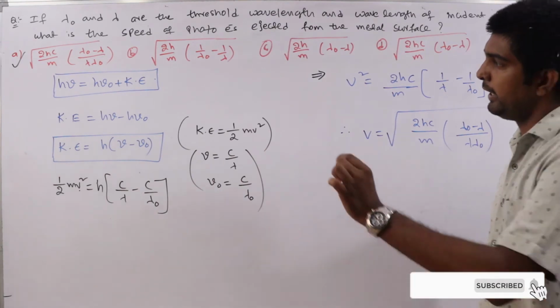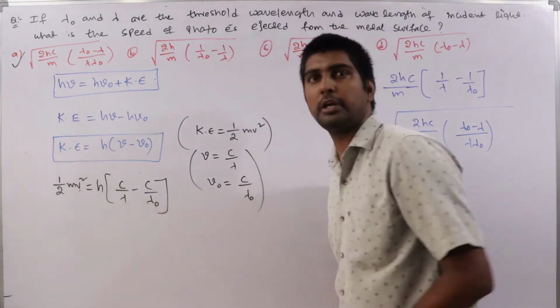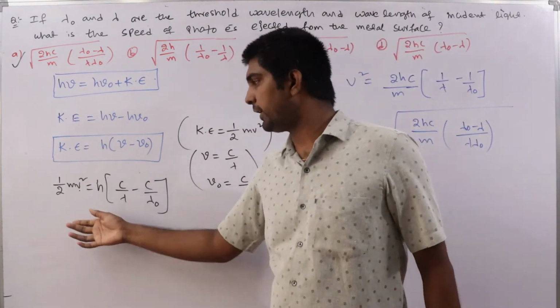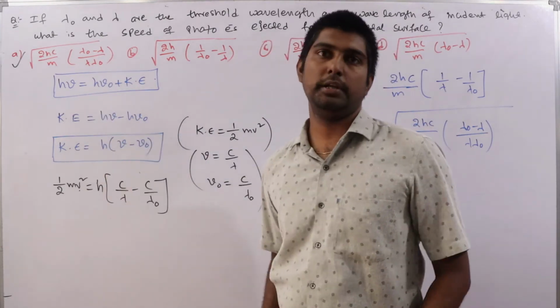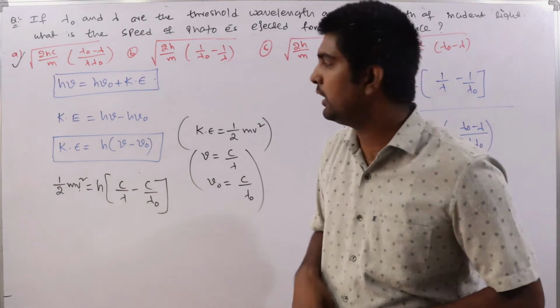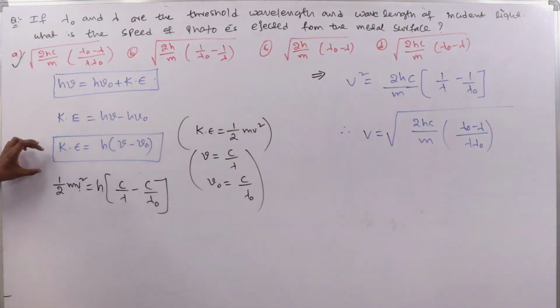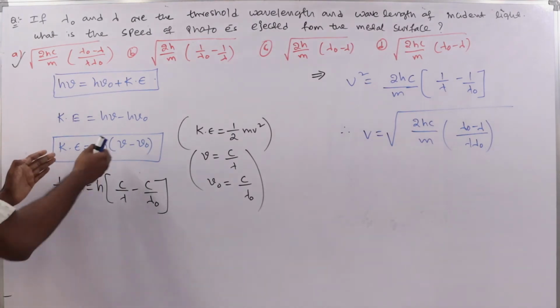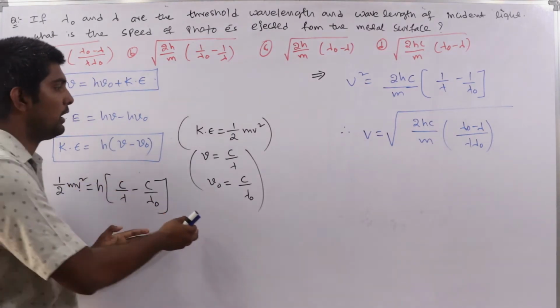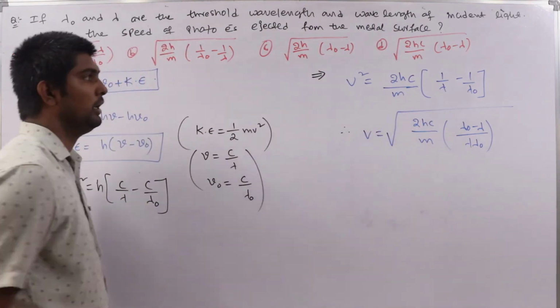See, directly from here also you can start, because from this we are getting this relation, just as I explained in this problem. You can directly start from here also, no need to write these two steps. Directly take this, and if you substitute here, after simplification we get the answer.